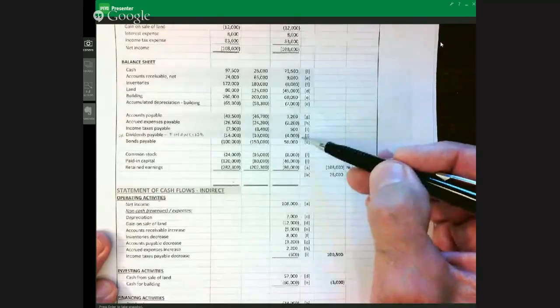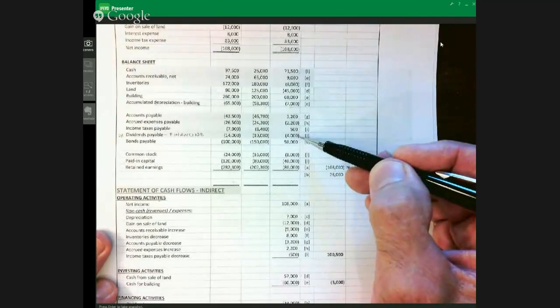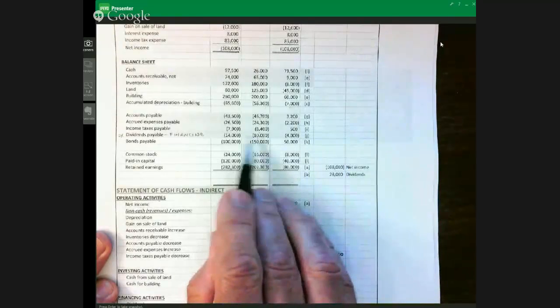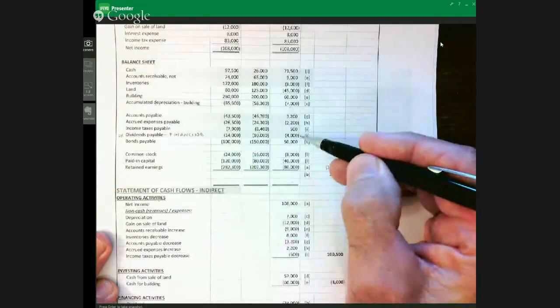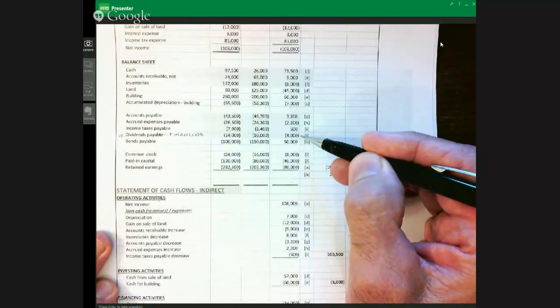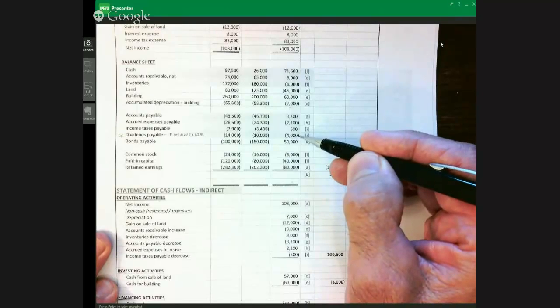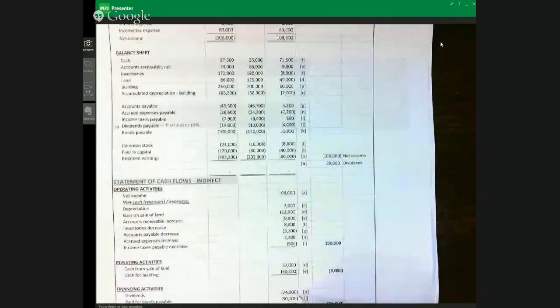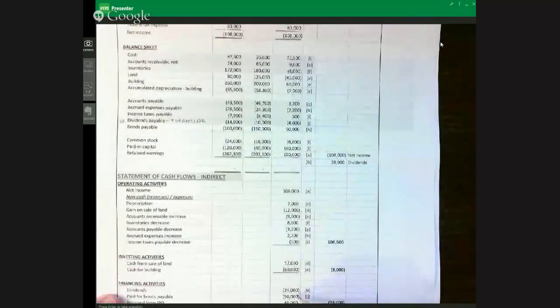And let's turn our attention to dividends. We said dividends represent a financing activity because they are associated with common stock, which is a financing activity. Dividends payable went from $10,000 to $14,000, so dividends payable went up $4,000. To increase a liability, you would make a credit side entry. So the credit of $4,000 for the dividends payable liability would be offset with a credit to the financing activities.